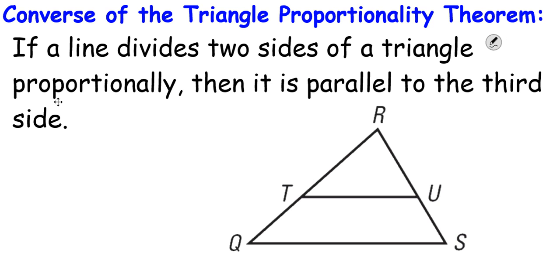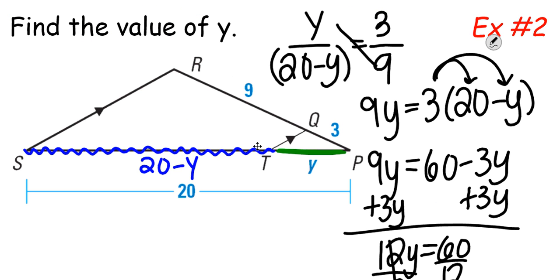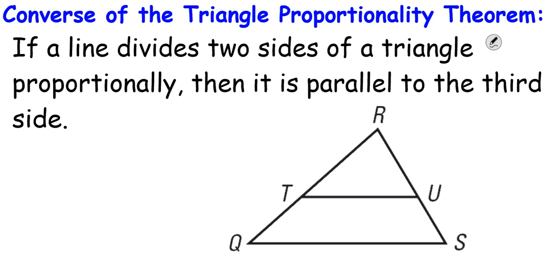The tricky part here was coming up with the length of ST. That was this whole length, and then we subtracted the y, and that left me with the length of ST. So then we also have the converse of the triangle proportionality theorem, which says that if a line divides two sides of a triangle proportionally, then we know that it is parallel to the third side.